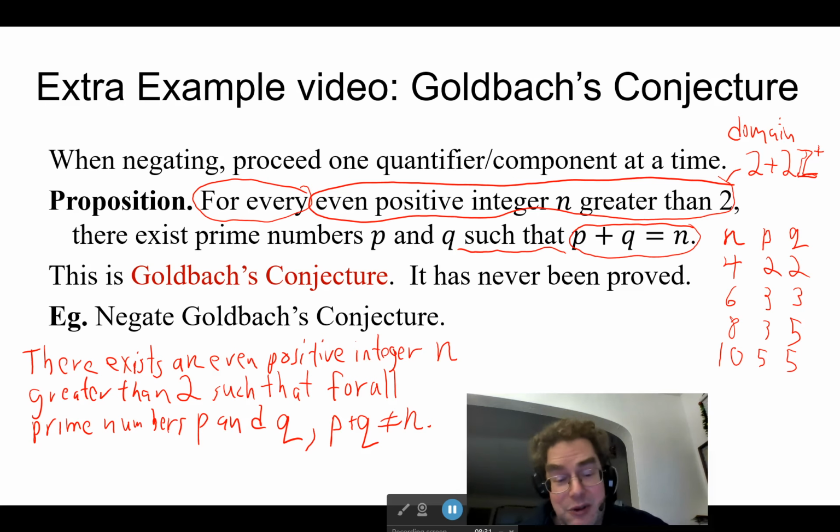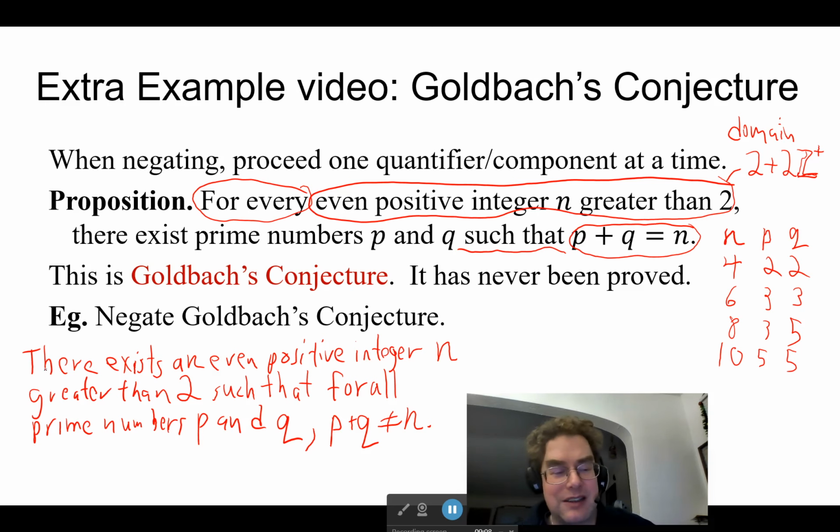Okay, so to disprove Goldbach's conjecture, you can see here exactly what you would need to do. All you have to do is find one example of an even positive integer greater than 2 that for all prime numbers p and q do not add up to n. It may sound kind of easy, perhaps, but it's not, and no one's ever been able to do it, including with computer assistance. So even though it's an existentially quantified statement now, that does not make it at all easy to prove.